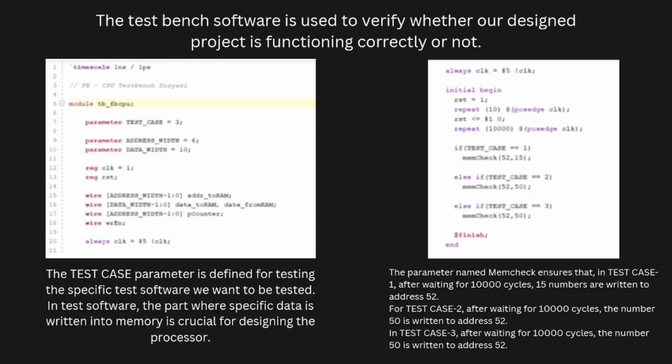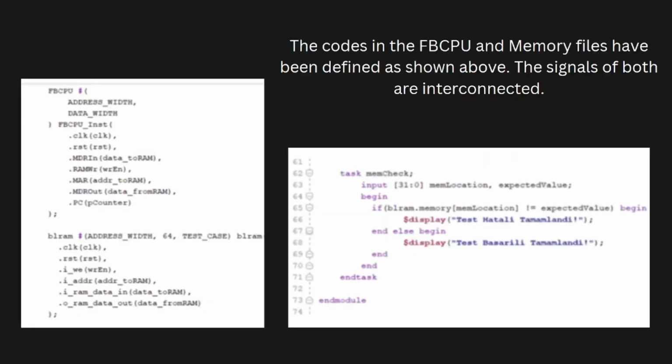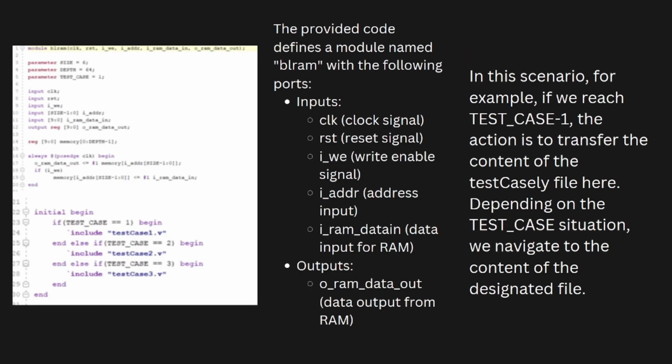Okay, the test bench software is used to verify whether our design project is functioning correctly or not. These are the states that you can check your function with. The codes in the FPU CPU and memory files have been defined as shown below, and the signals of both are interconnected. Our inputs and outputs are all defined here, that you can see.